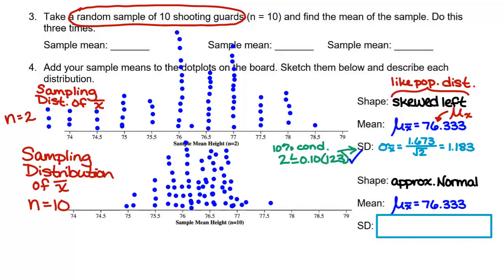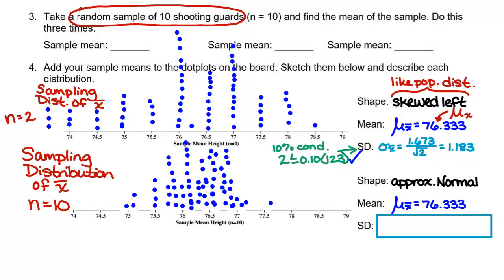What do you think we would see if I had you guys do this again, but instead of n equals 10, I had you do n equals 20? The variability is going to get even smaller. It's going to get even tighter around that mean, and it's going to take on an even more approximately normal shape because we're getting closer and closer from both ends to that population mean.